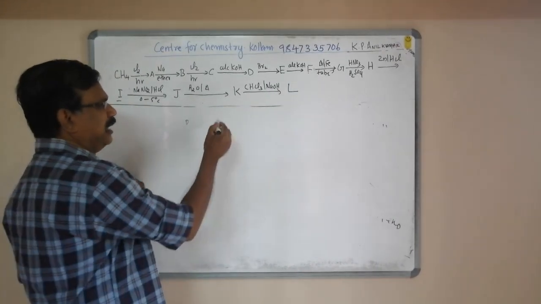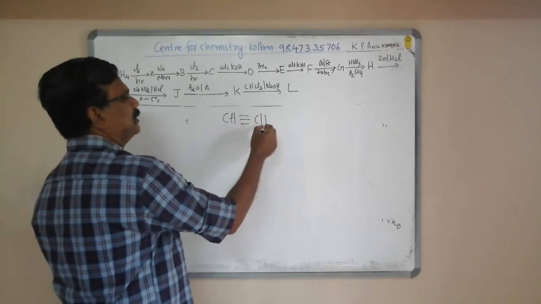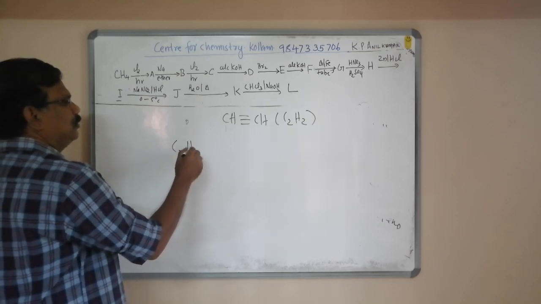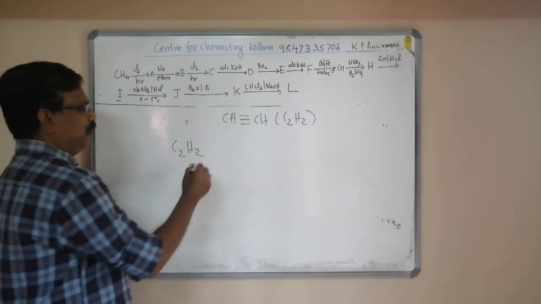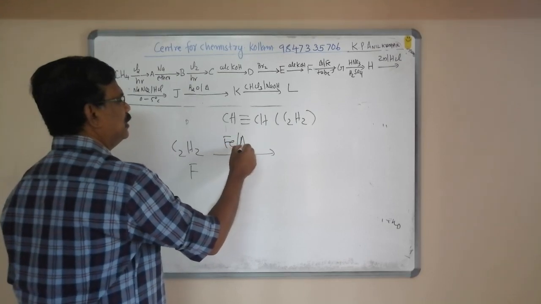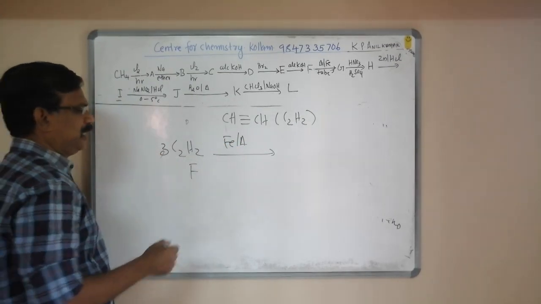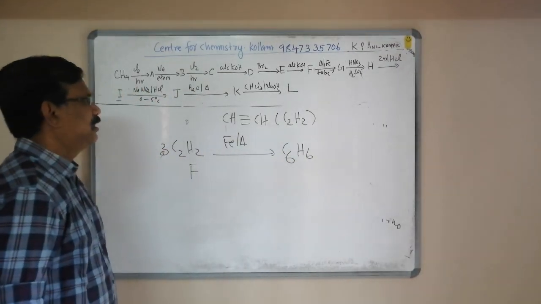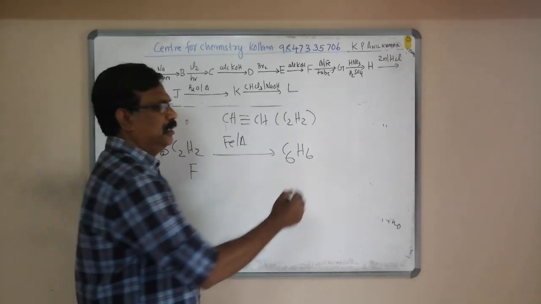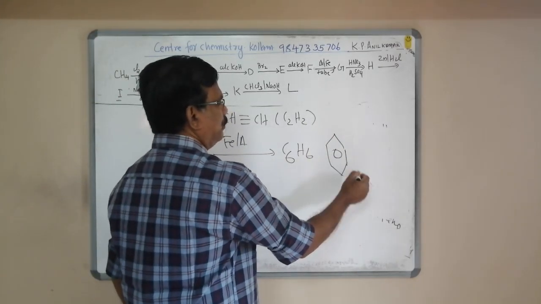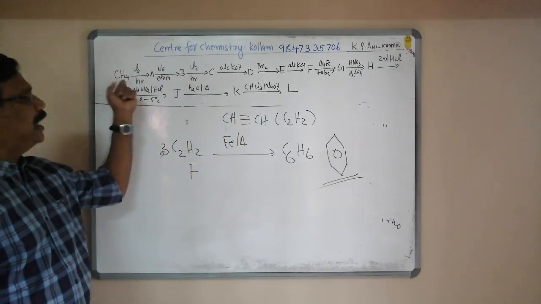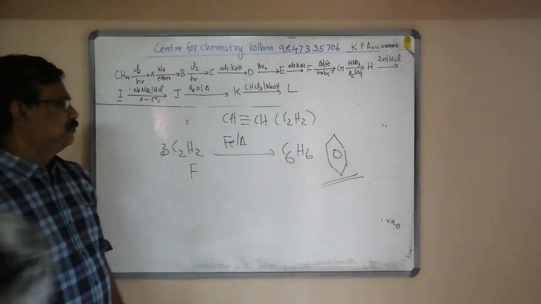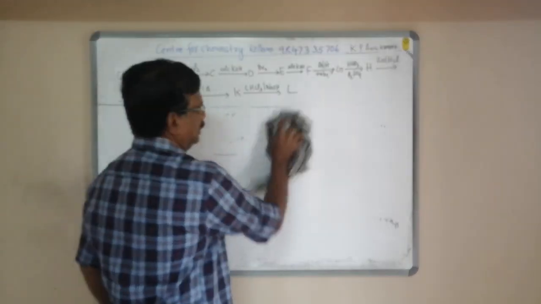So F is acetylene, CH triple bond CH or C2H2. When passed over a red hot iron tube, trimerization takes place, polymerization, and the aromatic hydrocarbon benzene is obtained. So methane into benzene, that is G. Trimerization. So G is benzene.